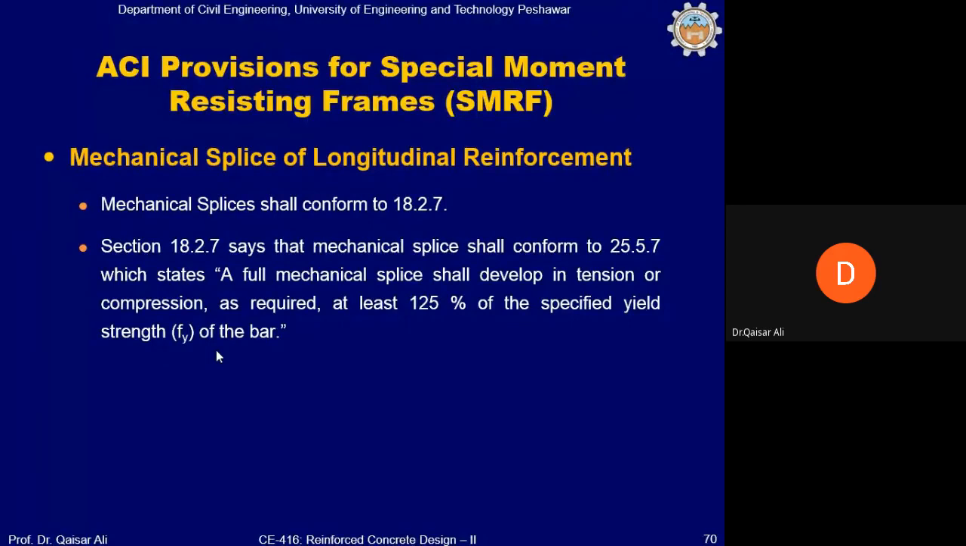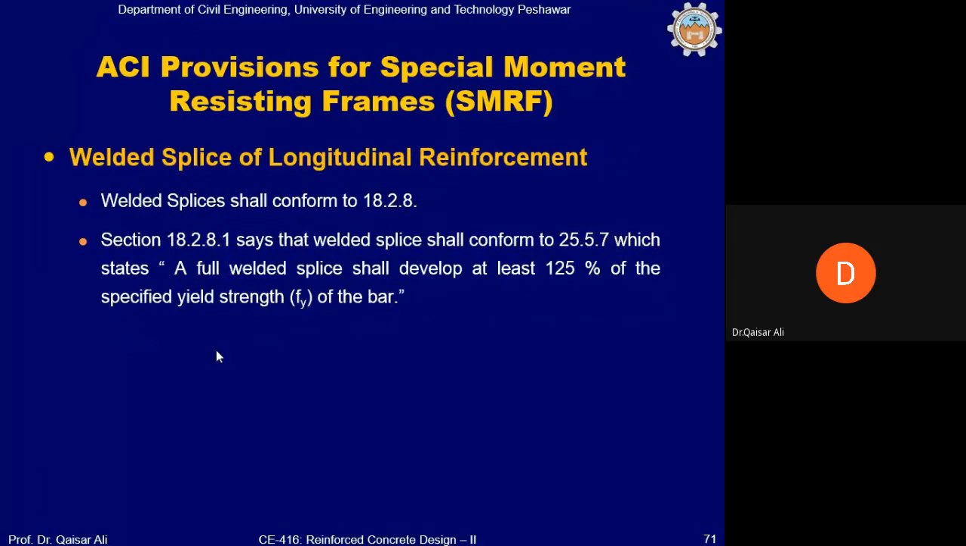By this, the code wants to make sure that no failure of the mechanical splice occurs before yielding of the steel. The same provision is for welding. Welding of the steel is also allowed in the regions where lap splicing and mechanical splicing is allowed. However, a welded splice shall have a strength of at least 125% of the yield strength of the bar.